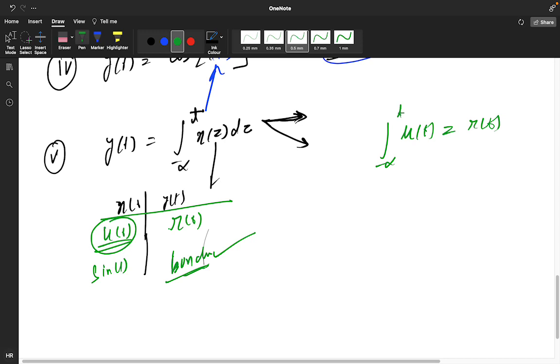But when I am taking the input as a unit step, the integration of the unit step is r of t, and r of t is like this. So at infinity it is giving me an infinite value. So this is not a stable system, it's an unstable system.